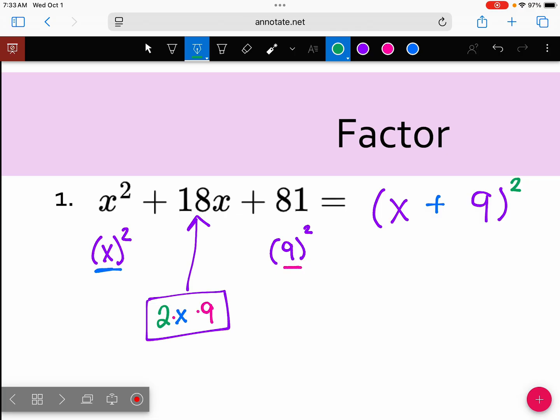It 100% still works to do this factoring old school, to do this the long way, to use the box, to use the X-frame, to use any of those pieces we talked about before. 100% absolutely works. Sometimes it's nice to save a little time, though, if we can spot it. Questions on this one?